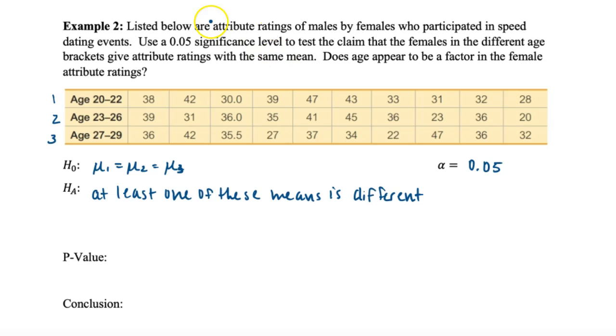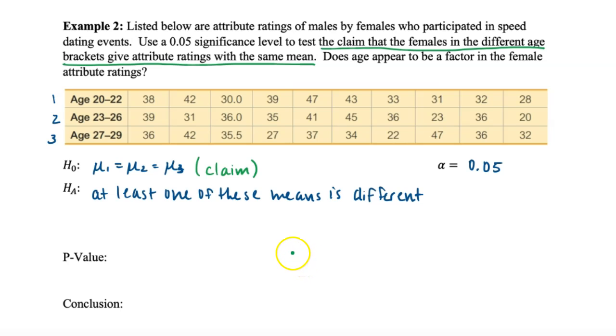Now, before we go any further, let's see what this means in the context of our problem. So we want to test the claim that females in the different age brackets give attribute ratings with the same mean. So what we're saying is that in these three categories, the attribute ratings have the same mean. And so this means that our claim is going to be this null hypothesis. So this is our claim, that despite what age group these women are in, they're going to give attribute ratings that are essentially the same, with the same mean.